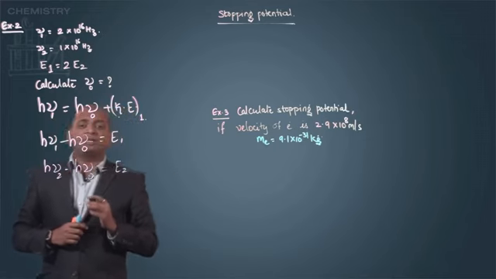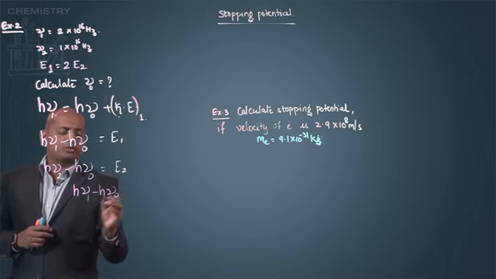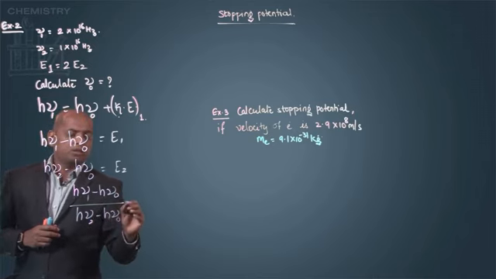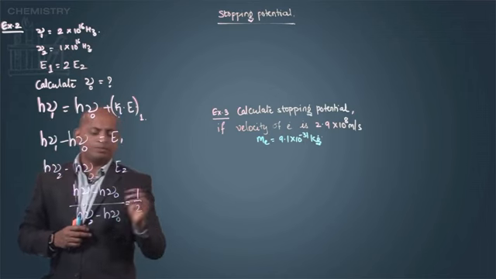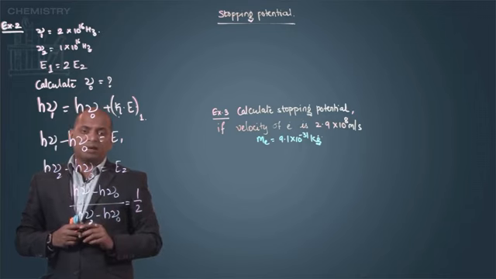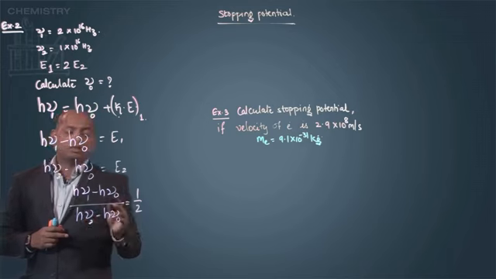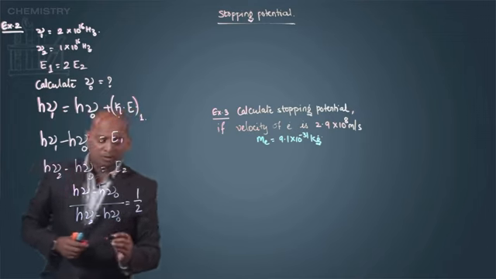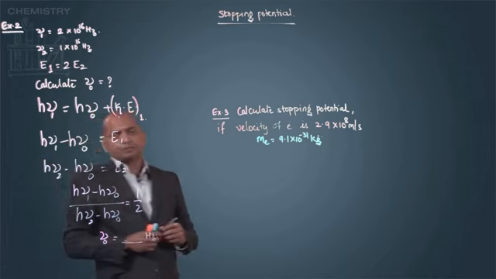Now what is the relation between these? E1 by E2 is equal to 2. So I can say (h nu 1 minus h nu 0) divided by (h nu 2 minus h nu 0) is equal to E1 by E2, that is 2 by 1. If we substitute the values now, we can easily calculate the value of nu 0. So we have (2 into 10 raised to 16 minus nu 0) divided by (1 into 10 raised to 16 minus nu 0) equals 2. Simplify it and you will get the value of nu 0. Very simple problem.